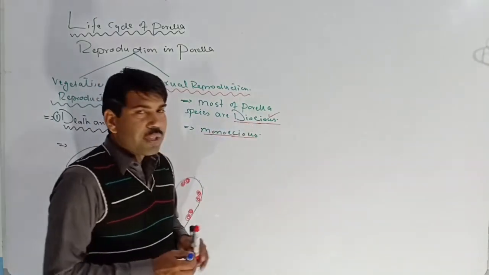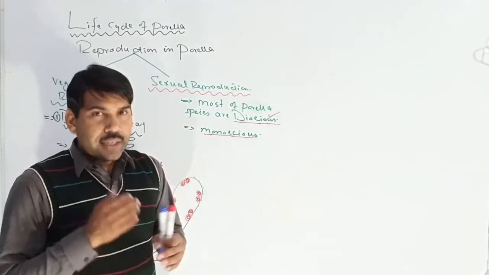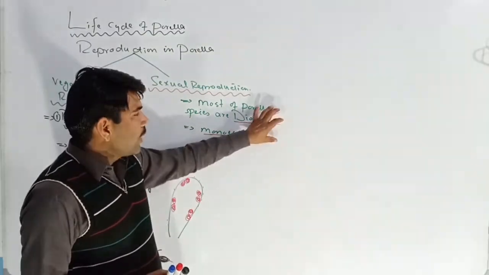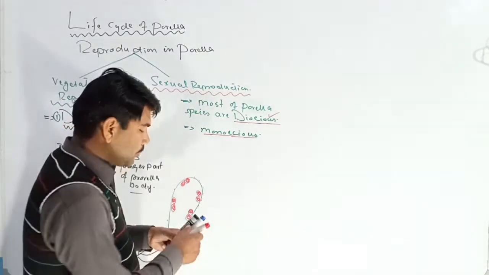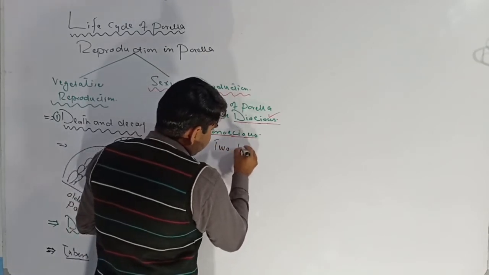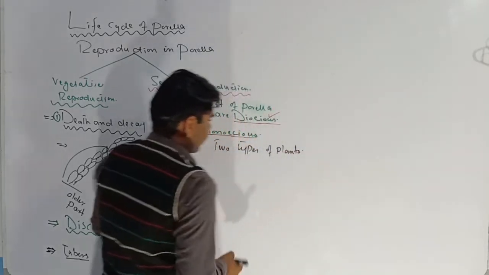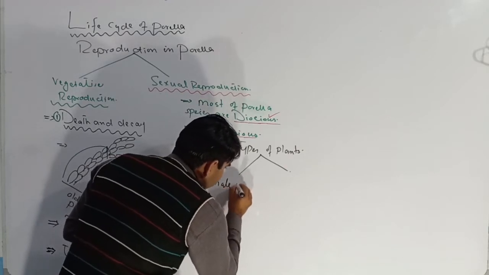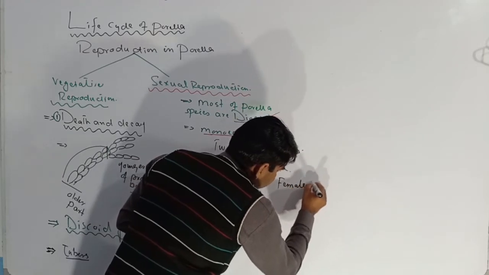When we talk about the dioecious, it is clear for us that two separate plants are present. One plant is a male plant and the second plant is a female plant. So we can write here two types of plants. What are the two types of plant? One is a male plant and the second is a female plant.